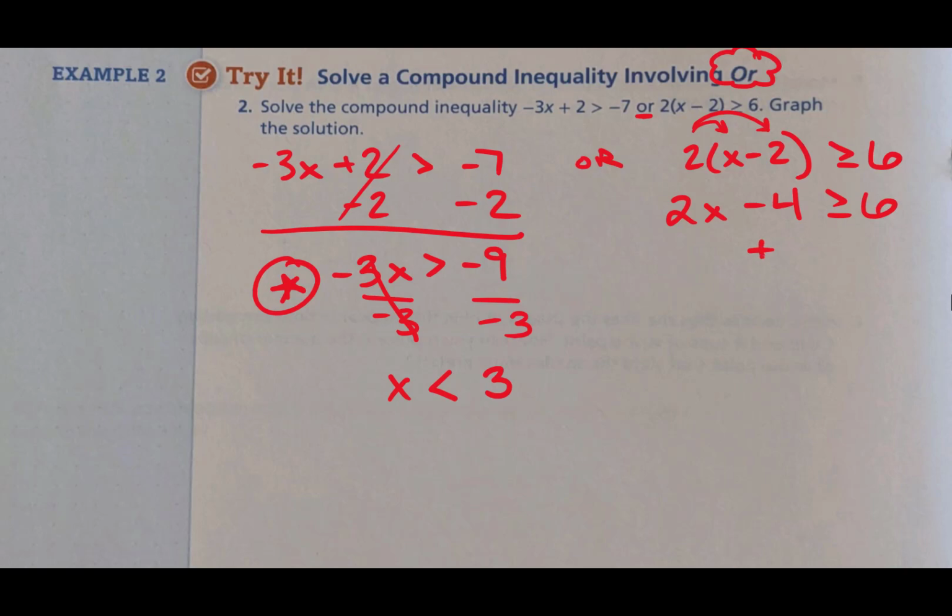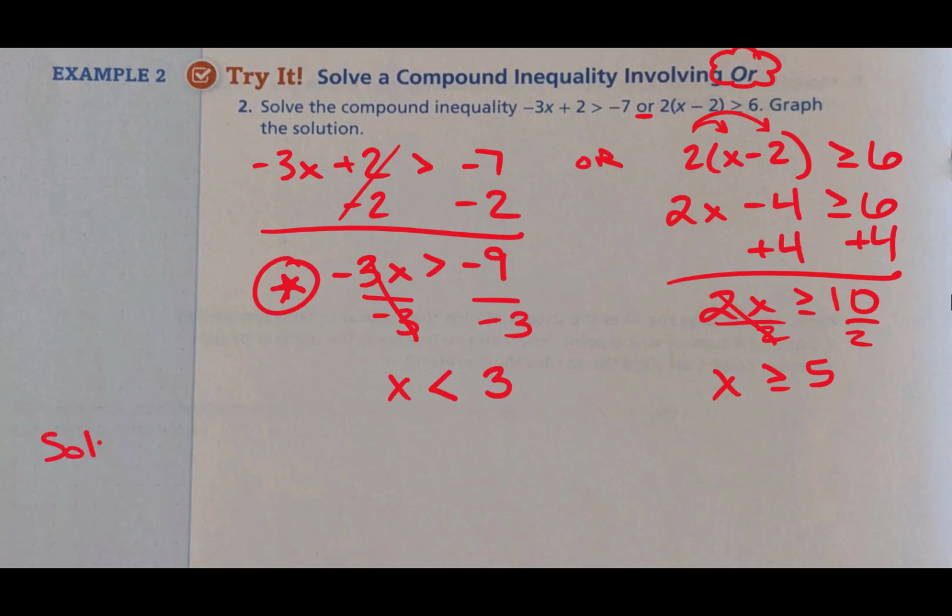And isolate your variable, so we'll add 4 to both sides. 2x is greater than or equal to 10. Divide by 2. And x is greater than or equal to 5. So the last part is to write this up as a solution and then graph.